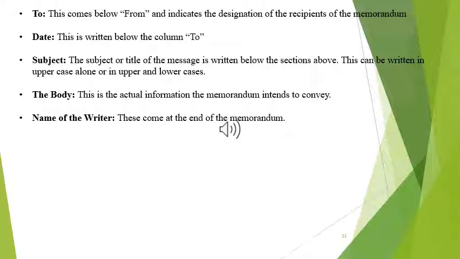So this comes below the from, and it indicates the designation of the recipients of the memorandum. That is to say, it may be public, everybody can see it, but it may not necessarily be addressed to everybody. So that means that it is from someone to someone, or from one part of the organization to another part of the organization, there are certain recipients.